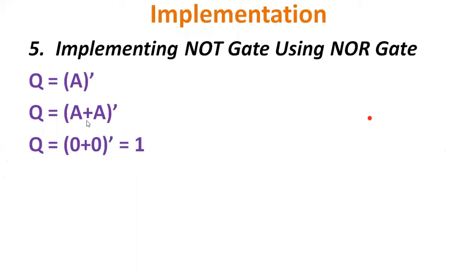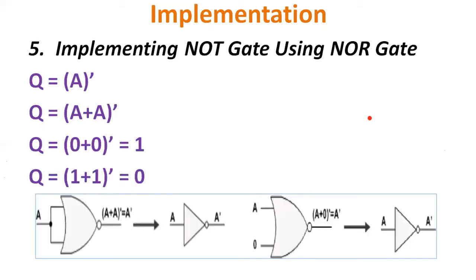If you place 1 at the place of a, then 1 plus 1 whole bar will become 0. So this is the simple implementation. You can see here the two inputs are shorted and taken as a single input, so a will be converted to a bar. This is the logic symbol, and this is the NOR gate implementation.